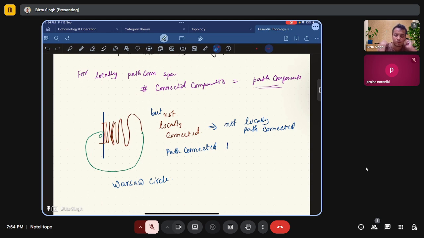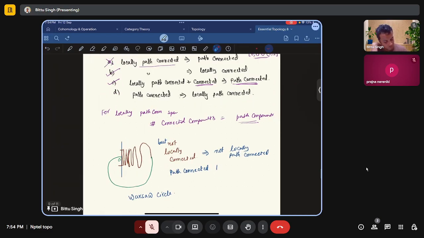Okay. So this is also false. There are some path connected spaces, sorry, there are some path connected spaces, but not locally path connected.